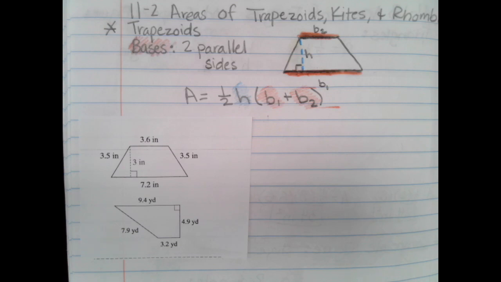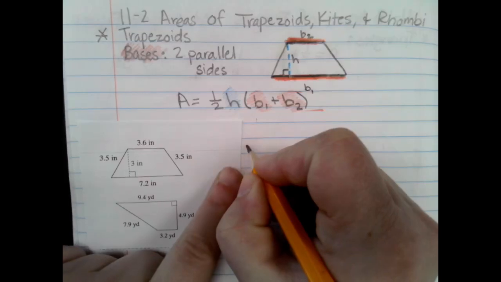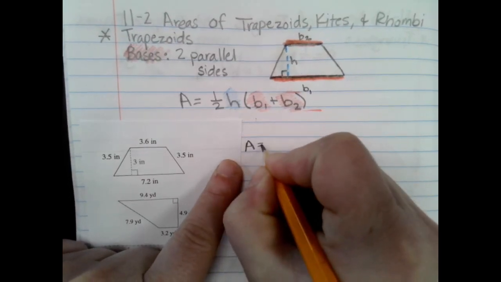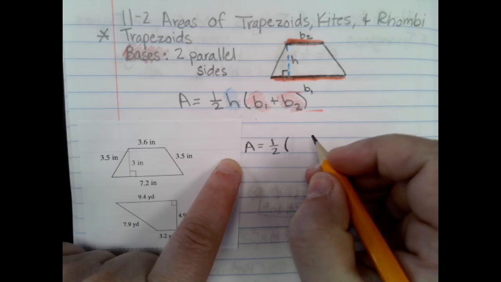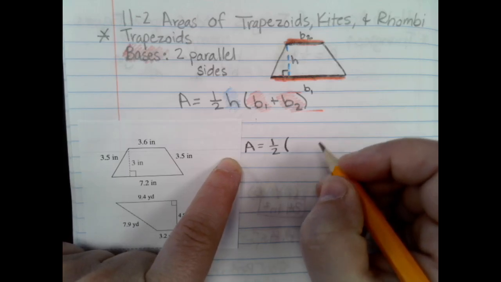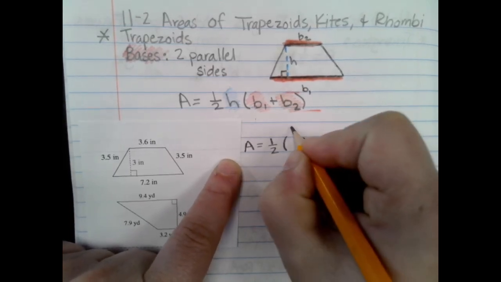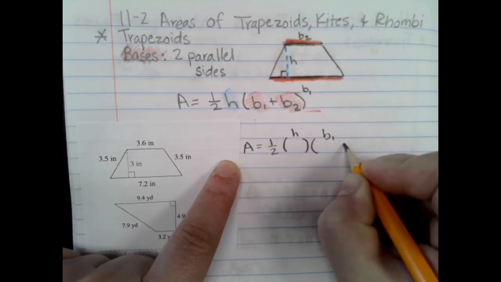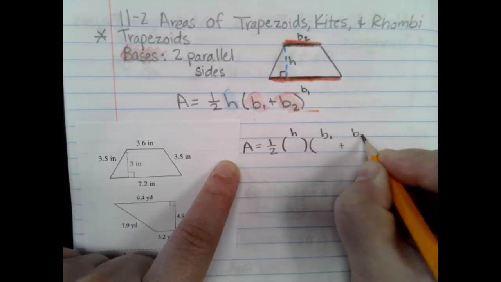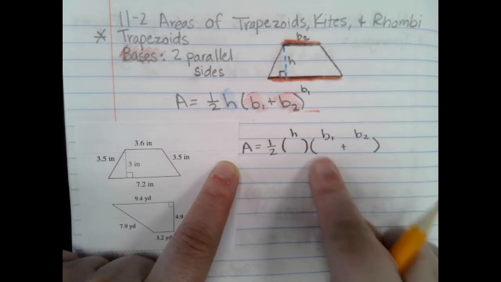Alright, so here we go. The first one, we're gonna say A equals 1/2. Okay, and then I need my height. Okay, we need our height. And then in parentheses, we'll do B1 plus B2. And I'm just putting those parts above so I can fill in the blanks.